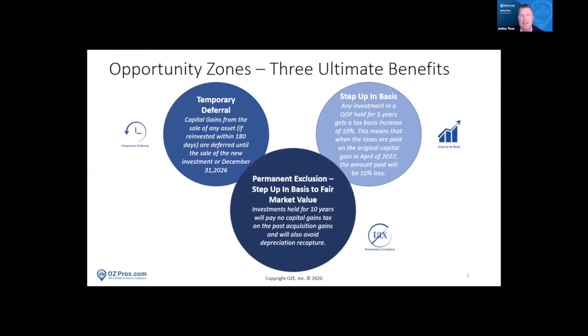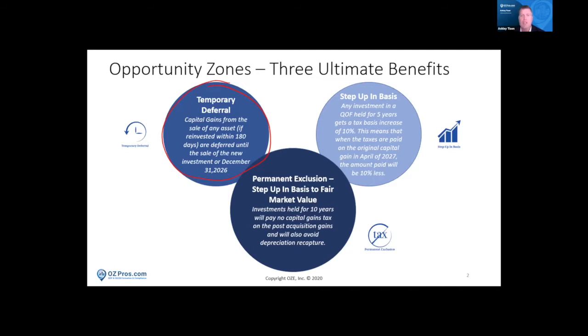And the way that they did that was through 3 benefits of the program. So they aligned the legislation with ultimate benefits in order to accomplish those results. So the first, like I said, and this is what is there to get it off of the sidelines, was this temporary deferral. So what they were trying to do was take capital gains money out of the stock market and put it to work in these areas that needed it the most. And so if you invest into a qualified opportunity fund, you get to defer those taxes until December 31st, 2026.